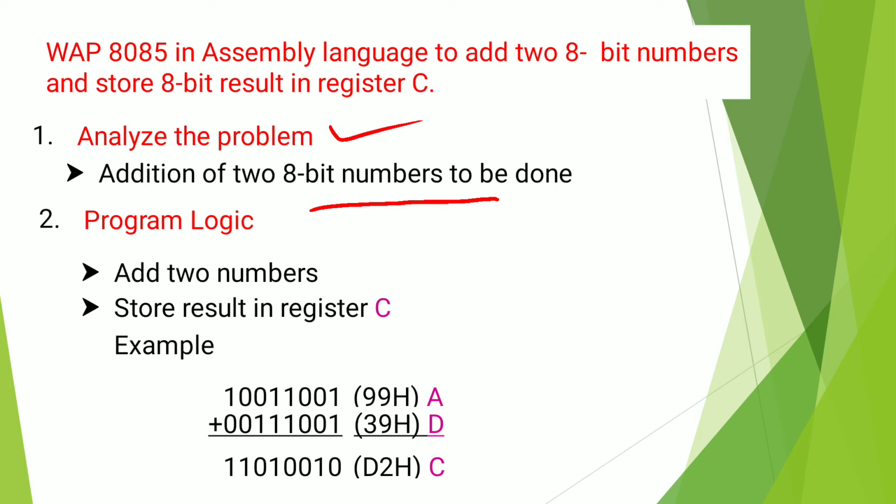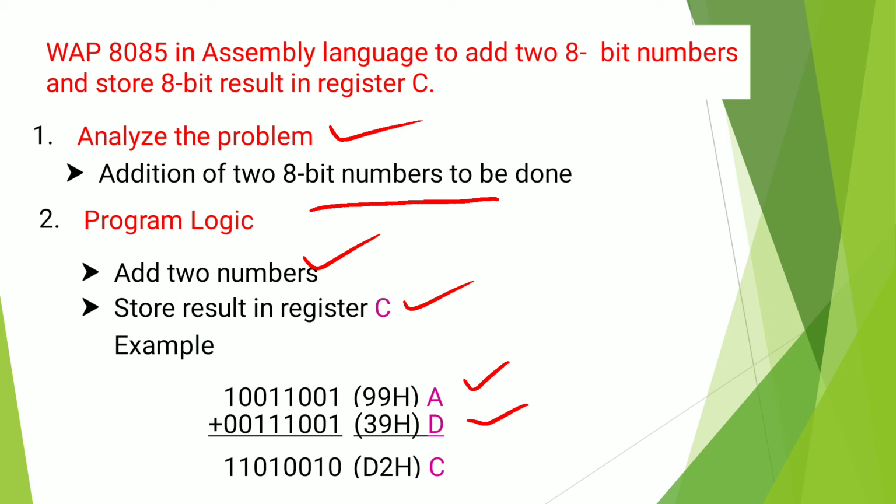Next one is program logic, which means adding two numbers and storing the result in register C. For example, these two numbers are 99 and 39. So convert them into binary form. 99 is 1001 1001, and 39 is 0011 1001.